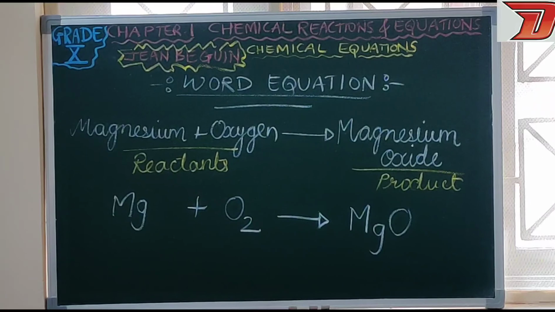Why? Because in the same lesson last year we had learned about the law of conservation of mass, right? And the law says that mass can neither be created nor destroyed in a chemical reaction. So whatever mass magnesium and oxygen are having, that is not going to be destroyed, but will be transformed into that of the magnesium oxide. So it should be LHS is equal to RHS. Right? Please recall your grade 9 third lesson.